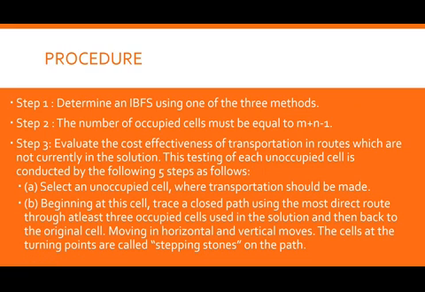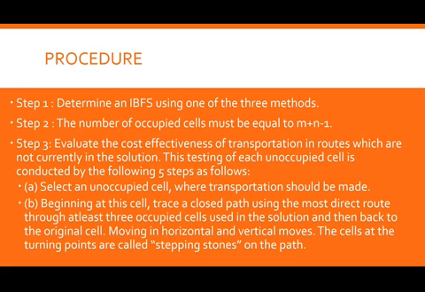Okay, now we will go in detail into the steps or the procedure of stepping stone method. Step 1. Step 1 says determine an IBFS using one of the three methods. See, whatever has been specified in the problem, follow that method and find an IBFS. So as I said, first phase of the transportation problem has to be solved. Then only comes optimization. Straight away optimization is not permitted.